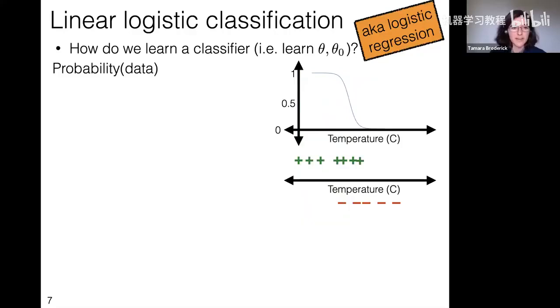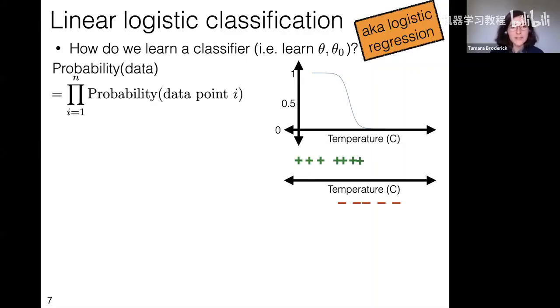So what we're going to do is look at the probability of the data under a particular curve. So for a particular theta and theta naught, which describes one of these curves, we're going to ask what's the probability of the data. And then one way to go about doing things is to say, well, how can we maximize that probability? Okay, so in order to accomplish this goal, first we need to write out what's the probability of the data. So let's start by doing that.